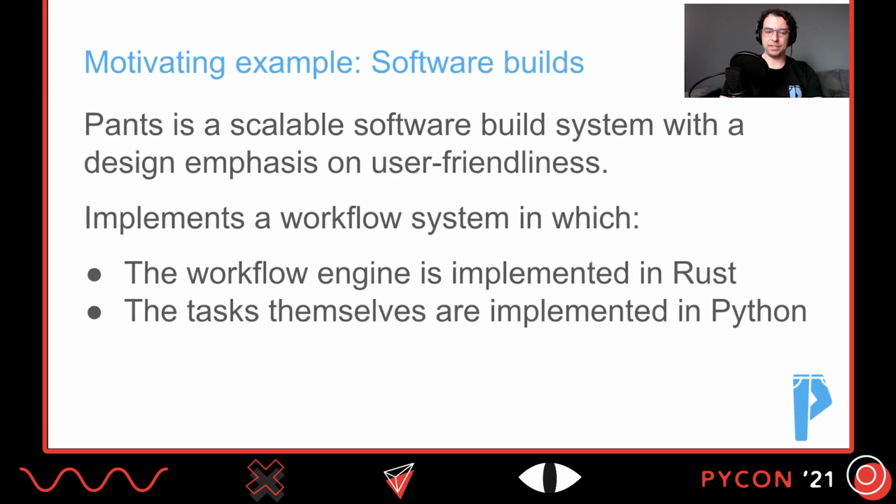As I mentioned, Pants is this scalable software build system. It has a design emphasis on user-friendliness, and it implements a workflow in which the workflow engine, which actually sequences and runs the tasks, is implemented in Rust, and that's primarily for performance reasons. But the tasks themselves are implemented in Python because Python is a well-known, fairly simple language that is a pleasure to write business logic in. So we're going to look at how we designed the task API for Pants by leveraging some Python features in some interesting and unusual ways.